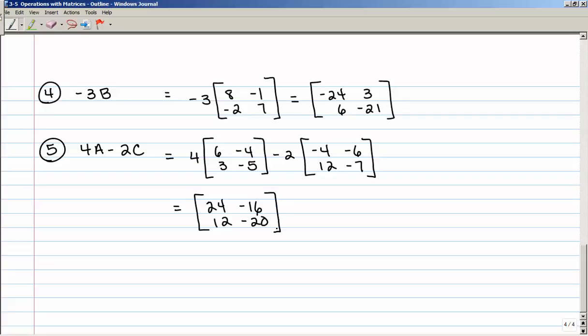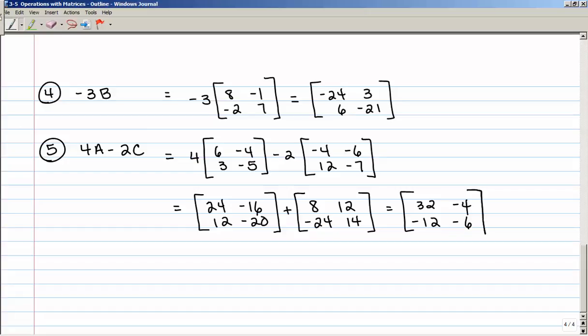And there's two ways you could do this. You could multiply by 2 and then subtract the matrices, or you could multiply by a negative 2 and then add the two matrices. And I actually think that's what I'm going to do, because I tend to make fewer mistakes when I'm adding than when I'm subtracting. So I'm going to multiply each one of these by a negative 2. And now let's add the two matrices. And there's my final answer.